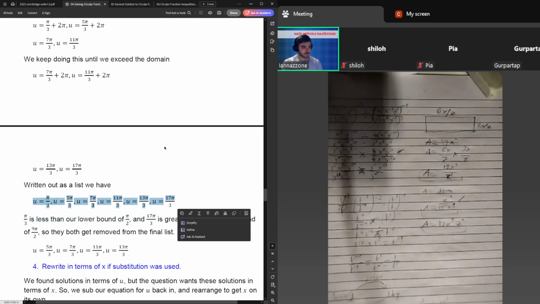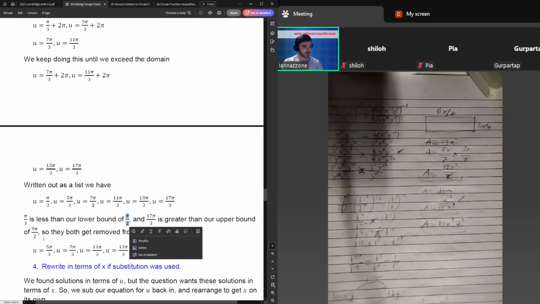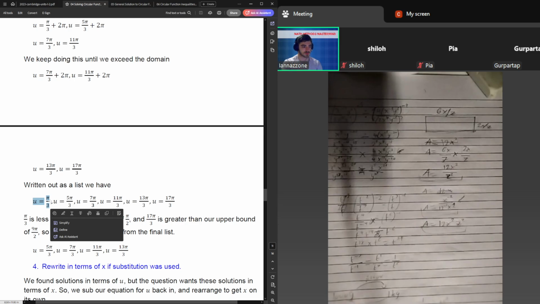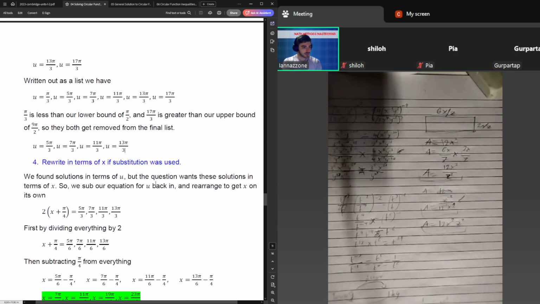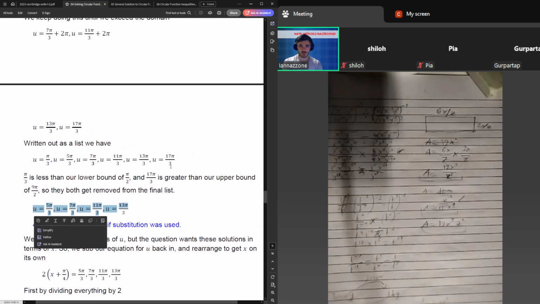But yeah, once you've got your full list, just write it all out and make sure that you chop off anything that's either too big or too small to fit in the domain. We want to be between pi over 2 and 9 pi over 2. Pi over 3 is a little bit too small for that. It's just a little bit before pi over 2, so we cut that one off. And 17 pi over 3, as we just said, too big. So that simplifies down to just that. And that gets us the solutions. That's how we would normally stop if that was our starting point.